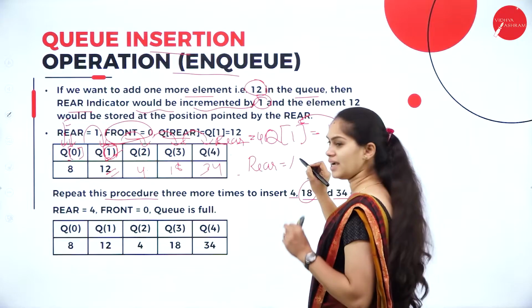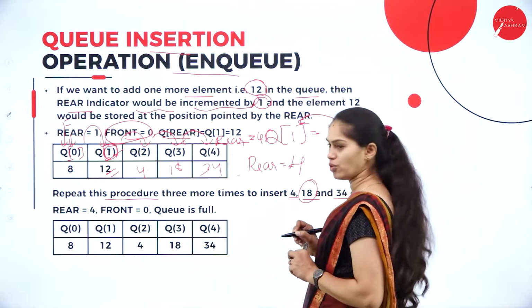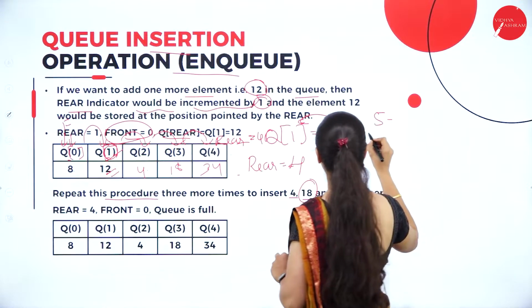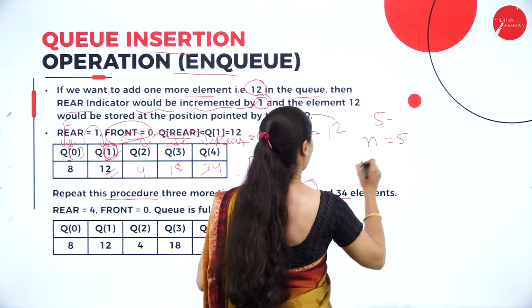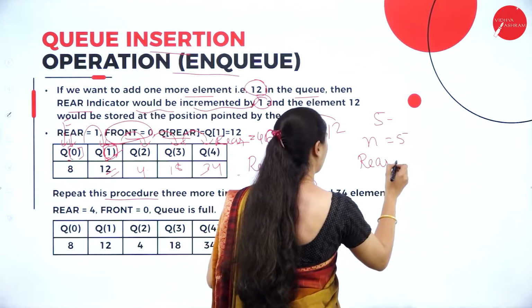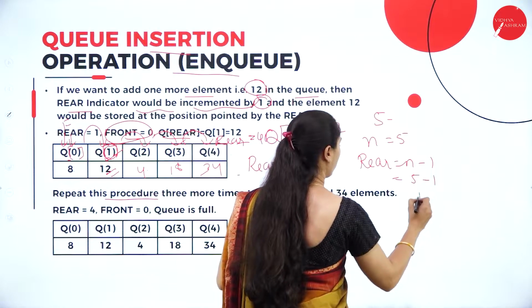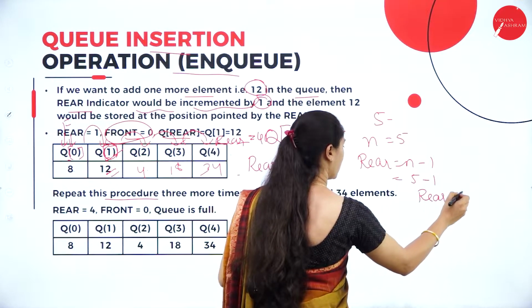n-1, or it is at the position called 4. So what is the total number of elements? That is 5. So now n is equal to 5 when the rear is equal to n-1. That means 5 minus 1 will be 4. So rear is at location 4 now.